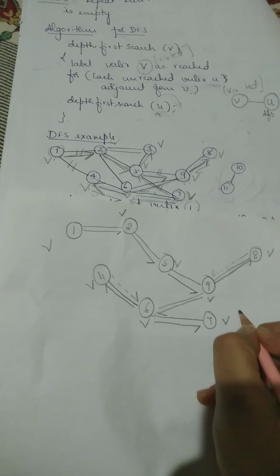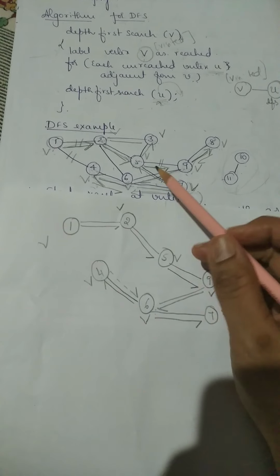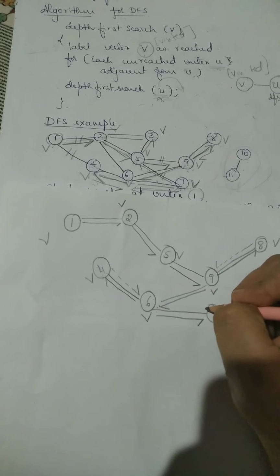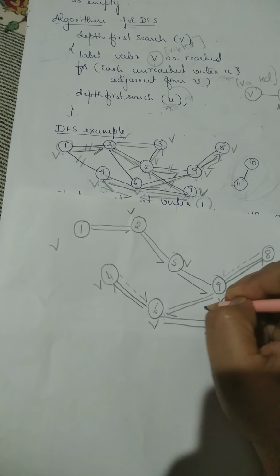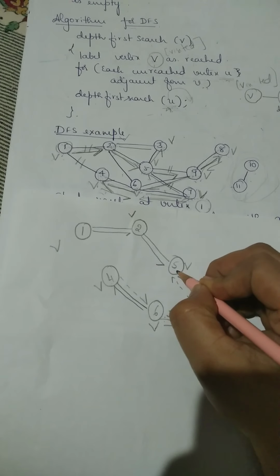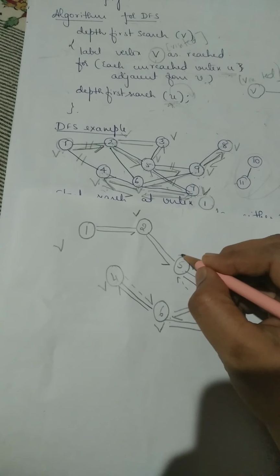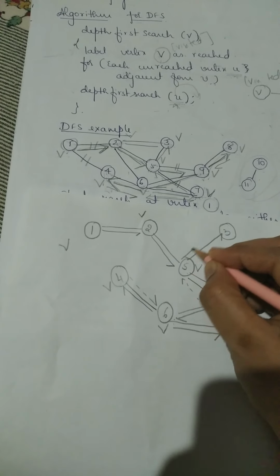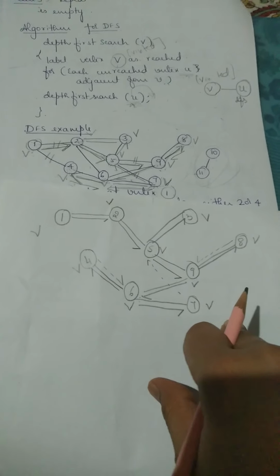Mark it as visited. Now from 7, 6 is visited, 5 is visited. So I can backtrack to 5. From 5, 2, 9, 7 are visited vertices, but 3 is unvisited. So directly go to 3 and mark it as visited. This is a DFS traversal tree.